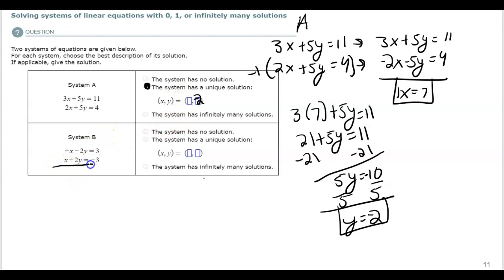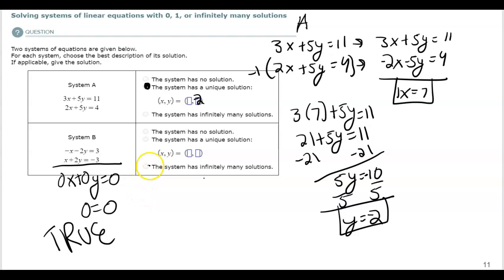This second one, if I look at this, I can add down now, and my y's would eliminate, and my x's would eliminate. So I get 0x plus 0y equals 0, or 0 equals 0. This is true. So this means it has infinitely many solutions. So if I get a true statement, it means infinitely many solutions.